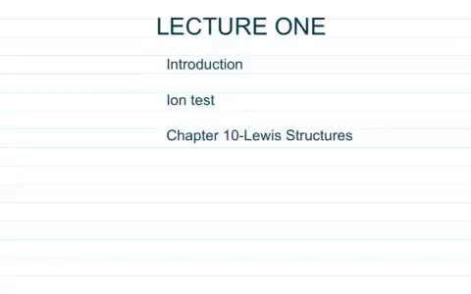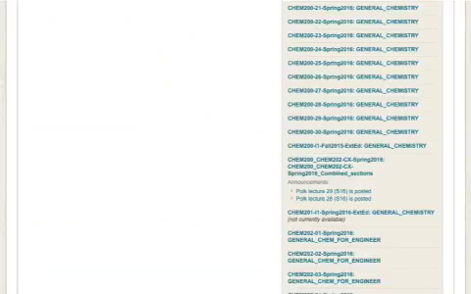Welcome to Chem 201. Today we're going to go over Introduction to the Course, the ion test, and Chapter 10, Lewis Structures. The first thing we're going to talk about is the websites you're going to need for this course. So let's head over to SDSU Blackboard. Alright, so what you want to do is click on the Chem 201 Spring 2016 Extended General Chemistry course. Right now it's currently unavailable because I'm still working on it.